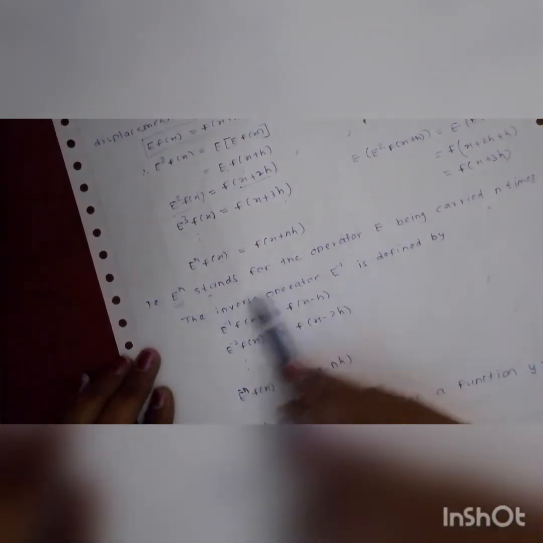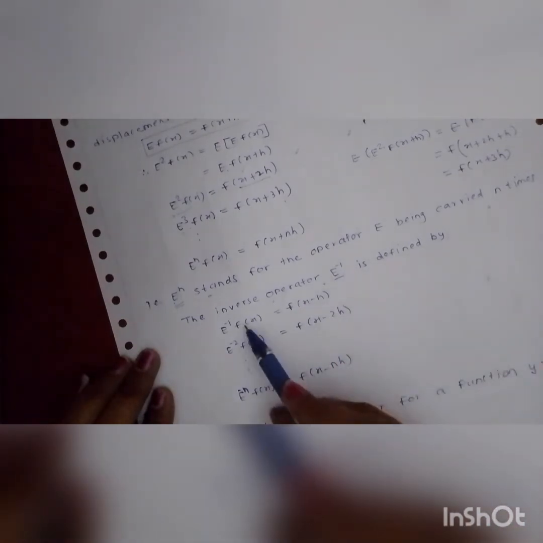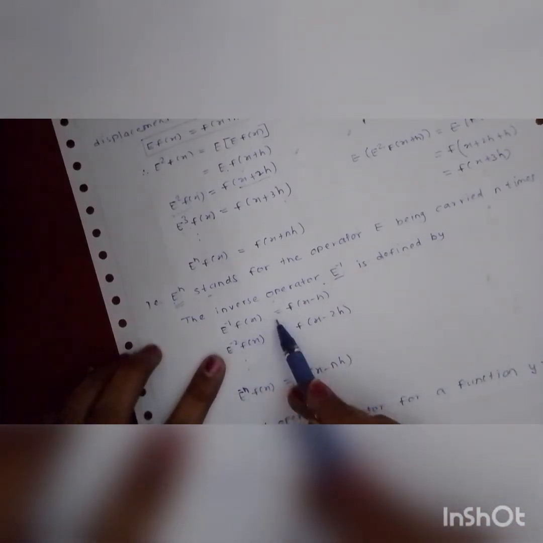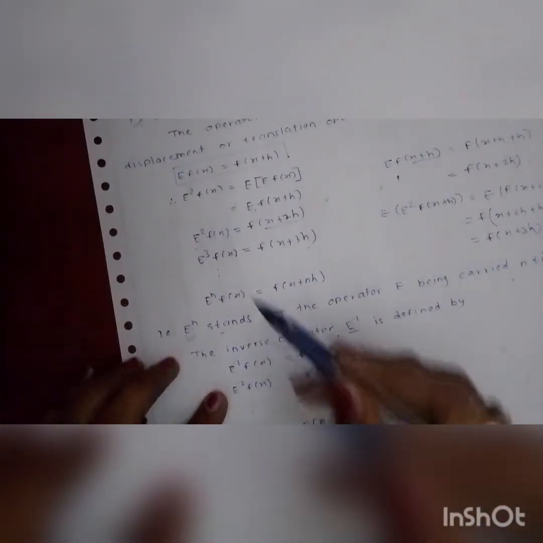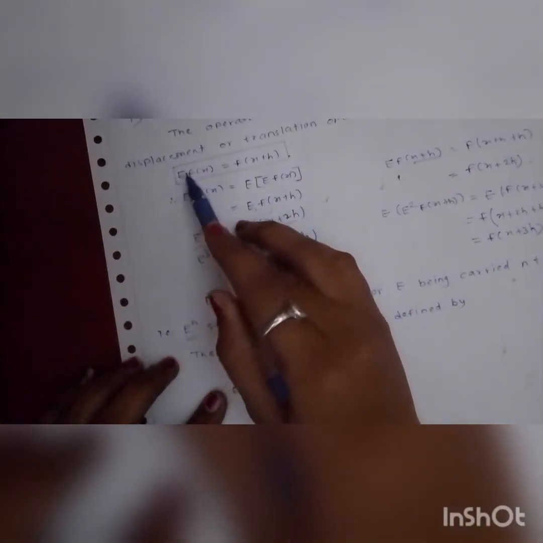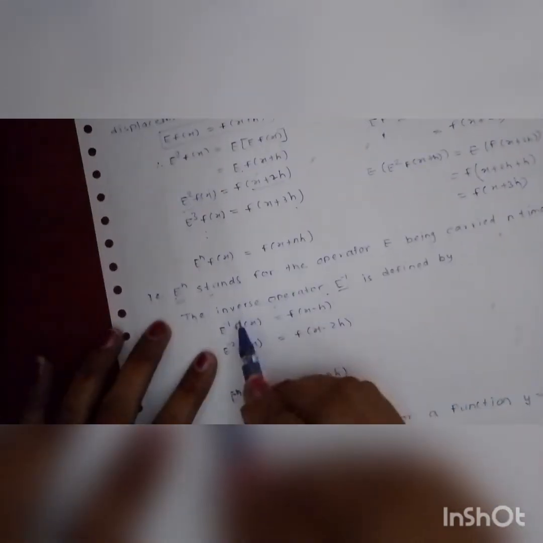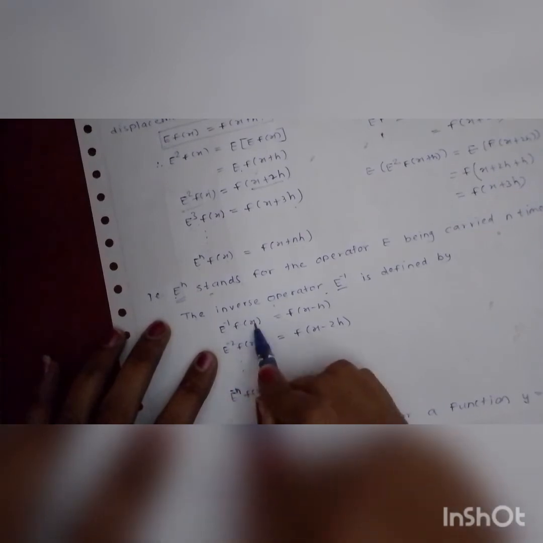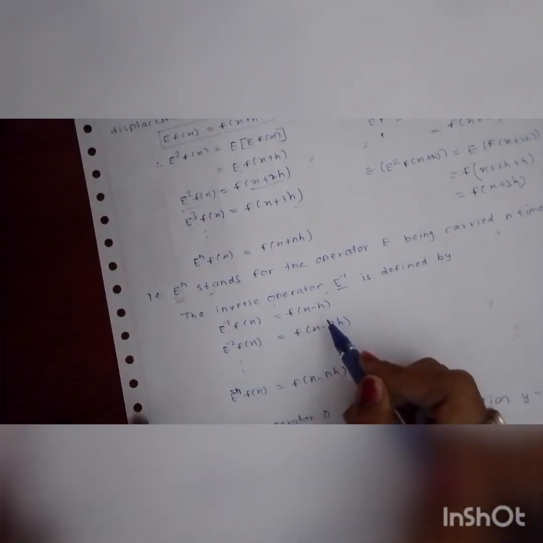Now we find the inverse operator. E inverse is defined by E inverse f of x is f of x minus h. What is the difference between these? The shift operator is E f of x is f of x plus h, and in the inverse operator, E inverse f of x is f of x minus h. There is a change in the sign.